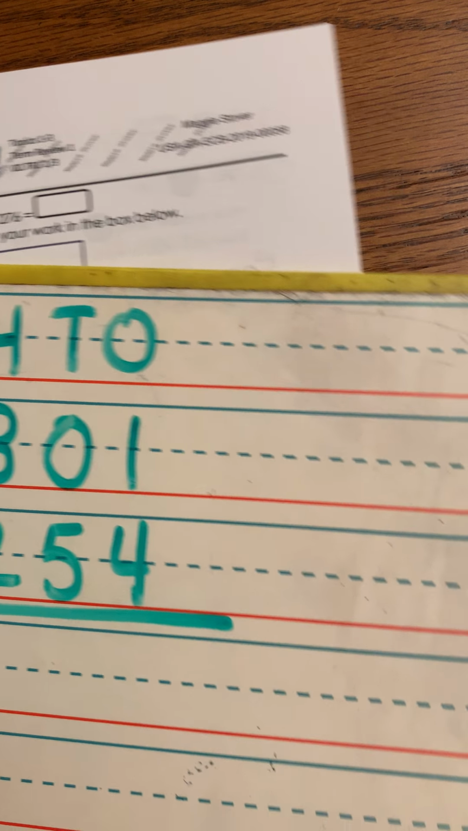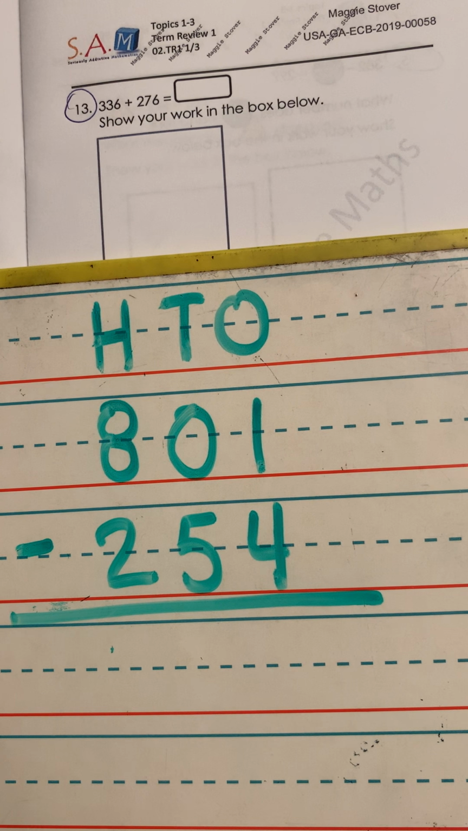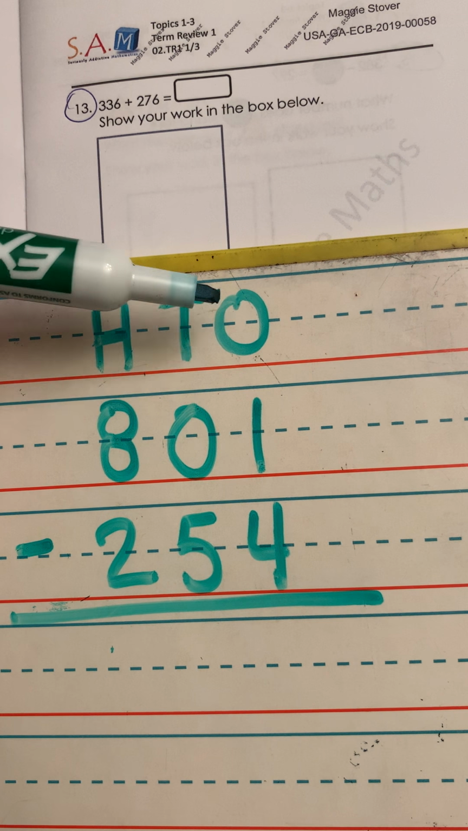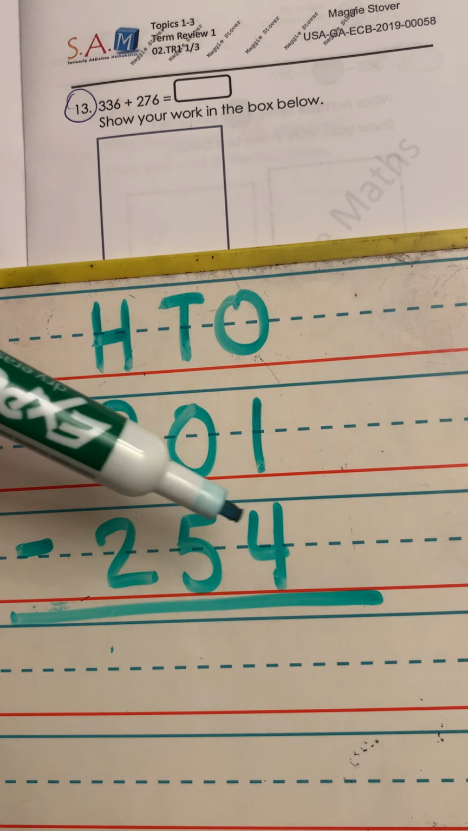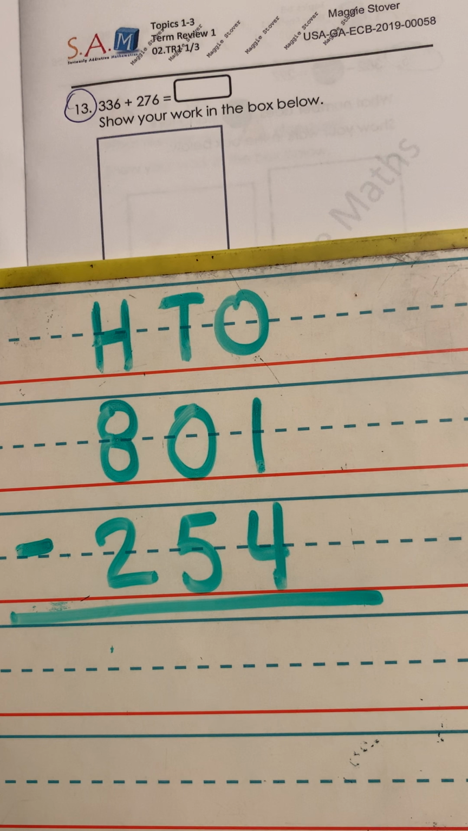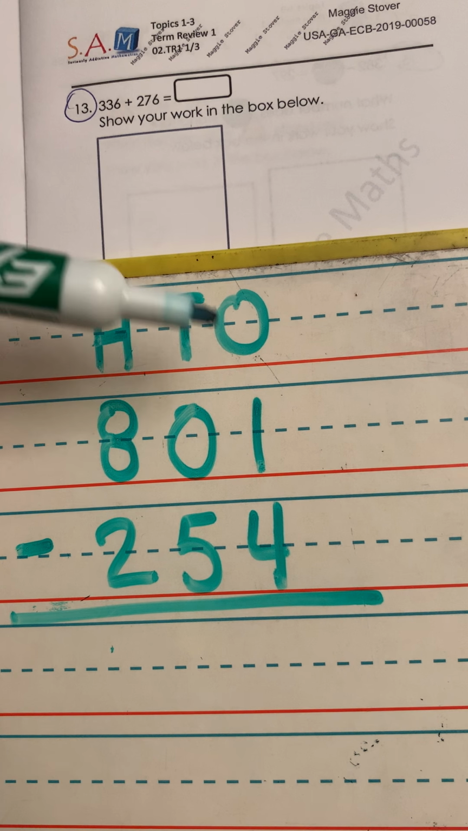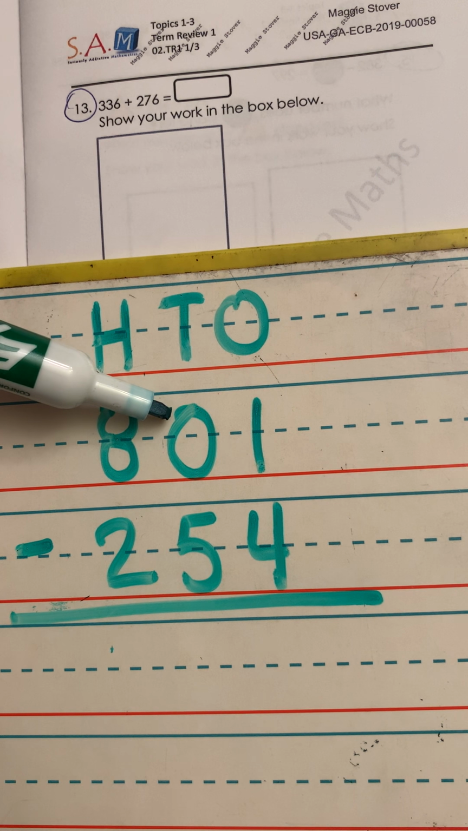Now, let me scoot this over so you all can see it a little better. So now when we're looking at a problem like this, we're going to start with our ones column. I have 1 minus 4. If I have 1 cookie, can I take 4 away? I can't. So I'm going to jump over to my tens.